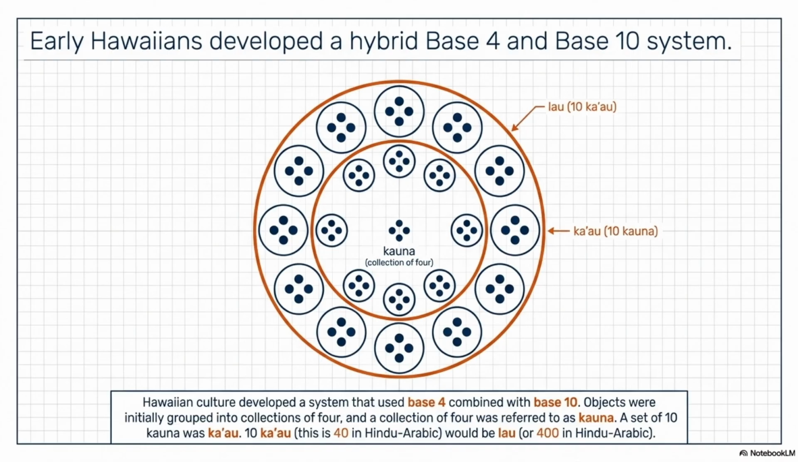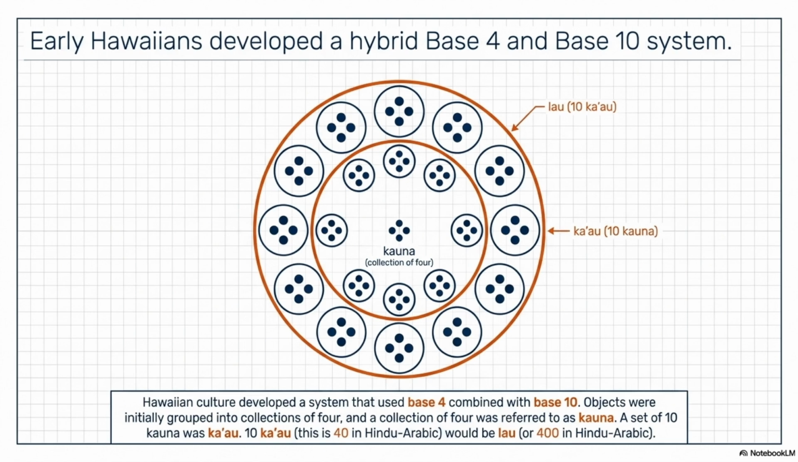And as you noted, this wasn't arbitrary. It was born out of the physical reality of moving resources in their specific economy. Right. The textbook explains that they grouped objects, say, fish or coconuts, into 4s. A collection of 4 was called a kauna, and that makes perfect physical sense. If you are grabbing fish out of a net, grabbing 2 in each hand makes a set of 4. It fits the hands perfectly. 4 is a natural human grip. But a base 4 system alone is terrible for counting massive quantities, right?